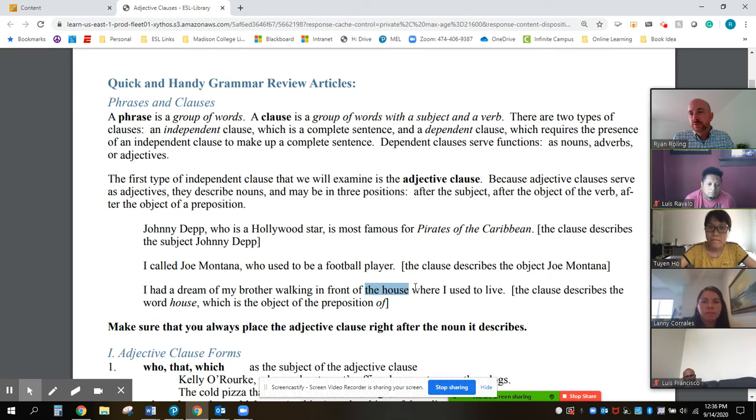Adjectives are always used to describe nouns. And so which house? The house where I used to live. And so here we see that this adjective clause is the object of a preposition. And here's the preposition of the house where I used to live.